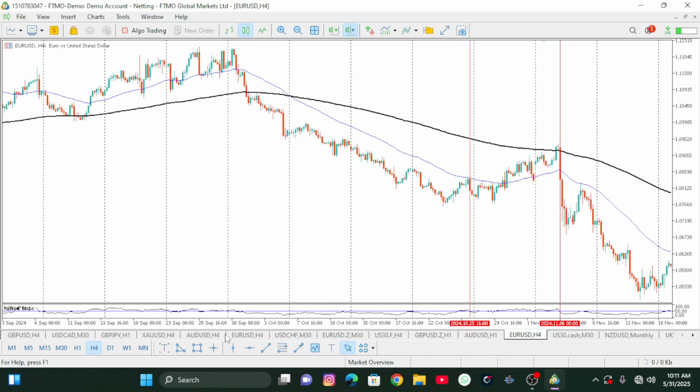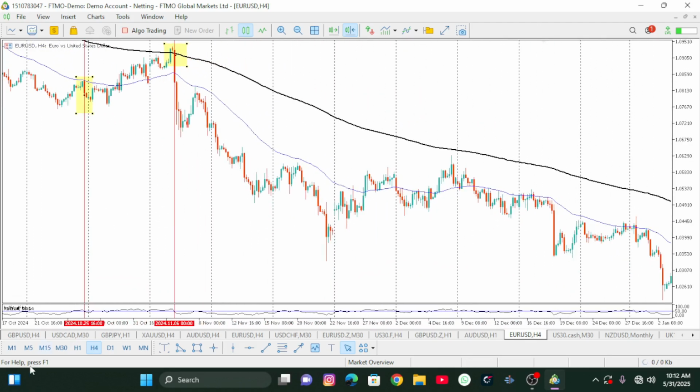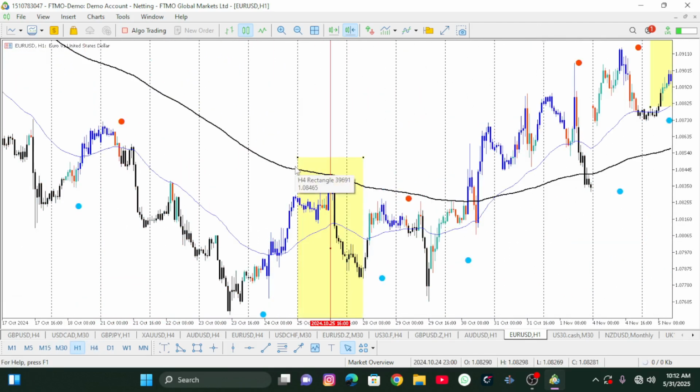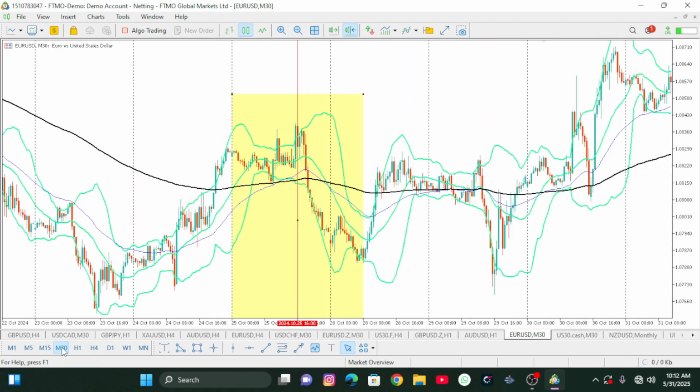Yeah, so these are our zones. This one and this zone. So if we can confirm with it, we can move to the 1 hour and confirm. We can use this trend catcher just to confirm our hypothesis, and you can see at this region here is when the sell signal occurred. So if we can move to the 30 minutes and see how we would have gotten our opportunities.